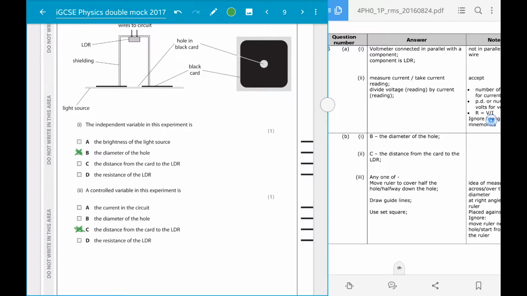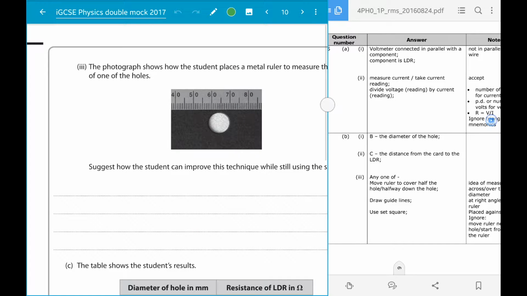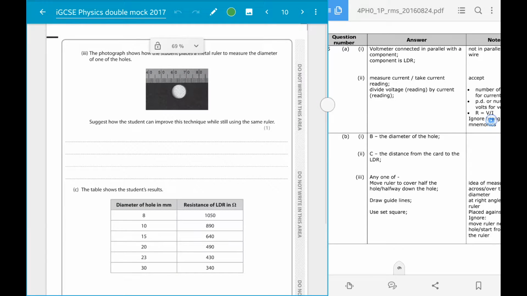Part 3, the photograph shows how the student is placing a metal ruler to measure the diameter of the hole. Suggest how the student can improve this technique using the same ruler. Well, you could just move the ruler so that the ruler is over the hole instead of just further away from it, because otherwise you'd have to use a set square. So actually you could say use a set square.